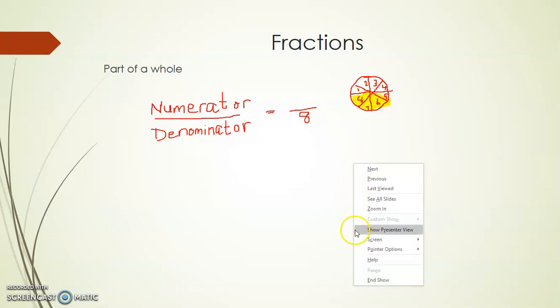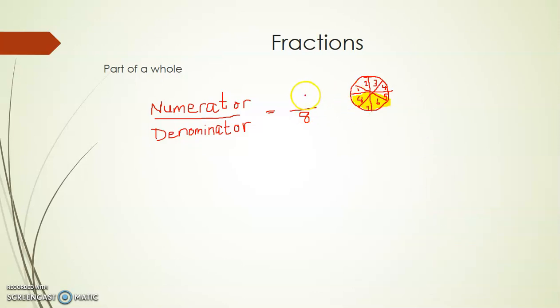So numerator is the number of parts of the whole that we are dealing with, and denominator indicates the number of equal parts the whole is divided into. ഈ whole നെ എത്ര equal parts ആയിട്ടാണ് divide ചെയ്തിരിക്കുന്നത് എന്ന് കാണിക്കുന്നത് denominator ആണ്. Numerator shows the number of parts that we are considering. That's a part of a whole.